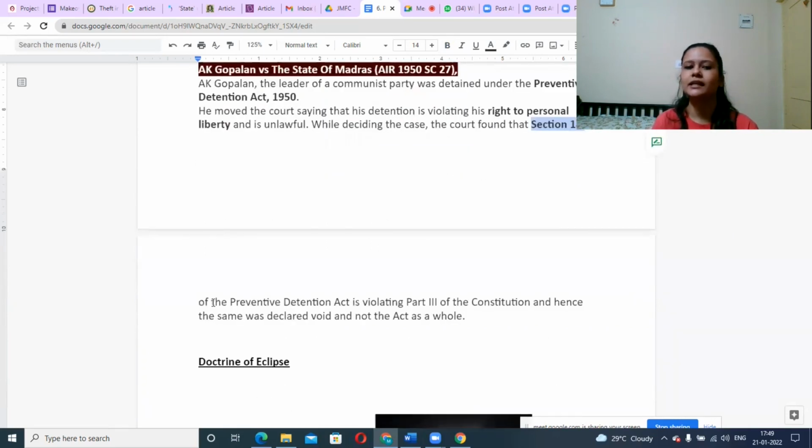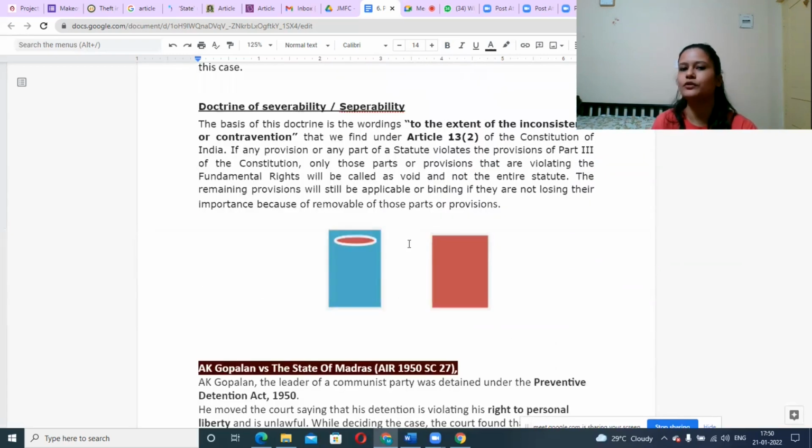So the entire legislation was not considered void. There is a problem with Section 14 only, so let's consider only Section 14 to be void. This is nothing but the doctrine of severability being applied. Can we separate out or take out Section 14 from the Preventive Detention Act or not? If we take out that provision, does the legislation still make sense or not? If yes, fine, just consider that one section as void. The remaining provisions would be as they are.